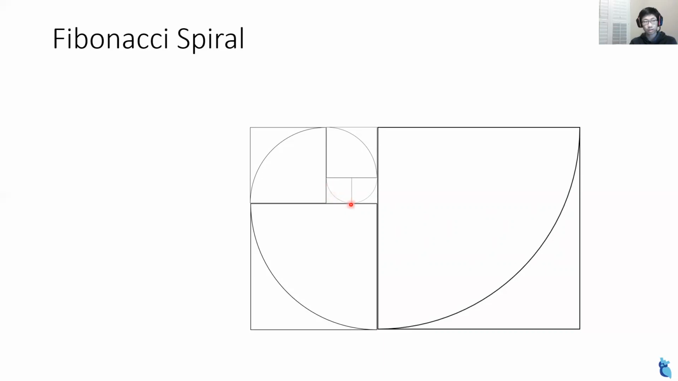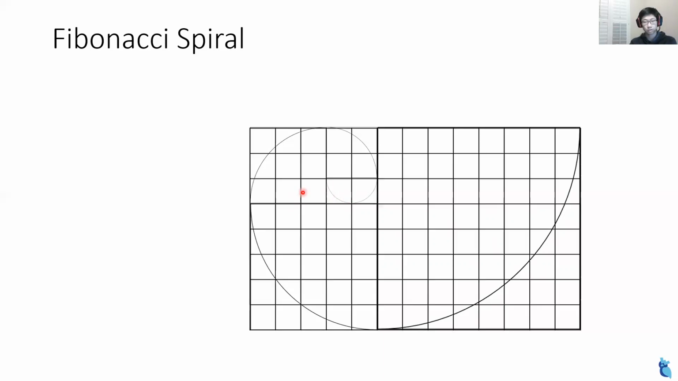And just to show that each one of these squares actually follows the pattern, you have this 1 by 1, this 1 by 1, 2 by 2, 3 by 3, 5 by 5, 8 by 8. And as you can probably tell, these lengths actually follow Fibonacci, where it goes 1, 1, 2, 3, 5, 8.